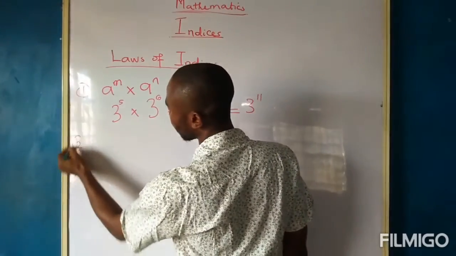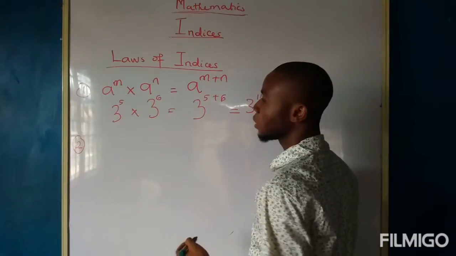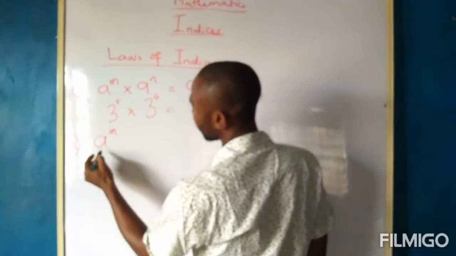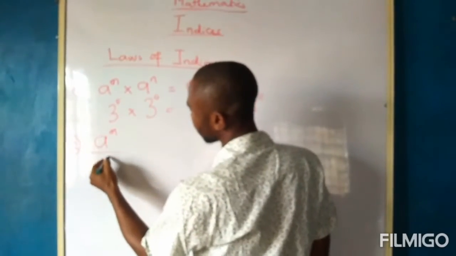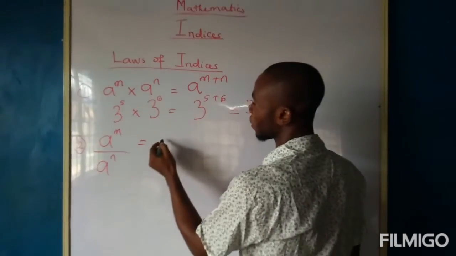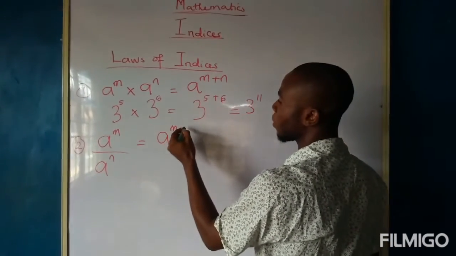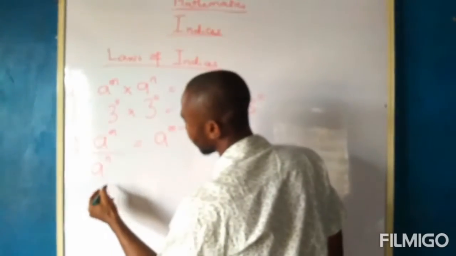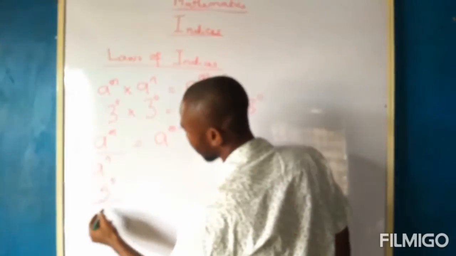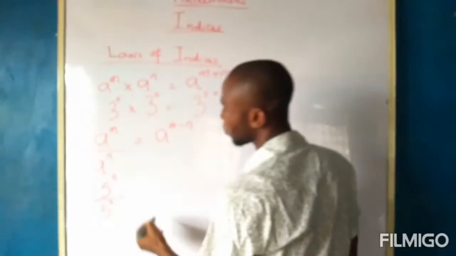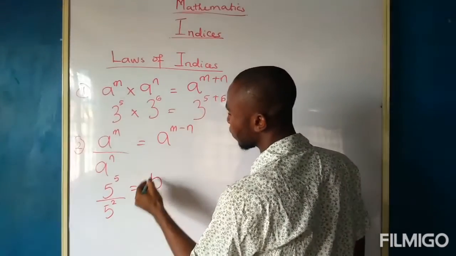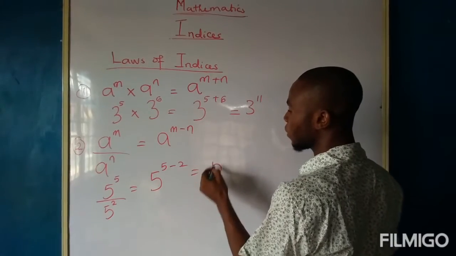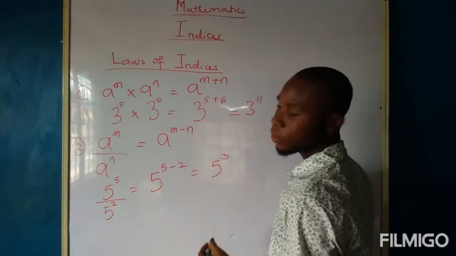This is another law of indices, the subtraction law. We have a raised to the power m over a raised to the power n. This will give us a raised to the power m minus n. An example of that is when we have 5 raised to the power 5 divided by 5 raised to the power 2. That will be 5 raised to the power 5 minus 2, and that will give us 5 raised to the power 3.